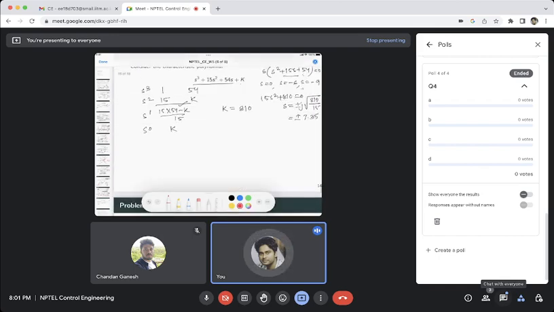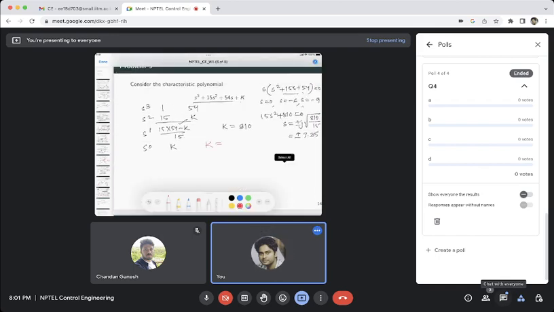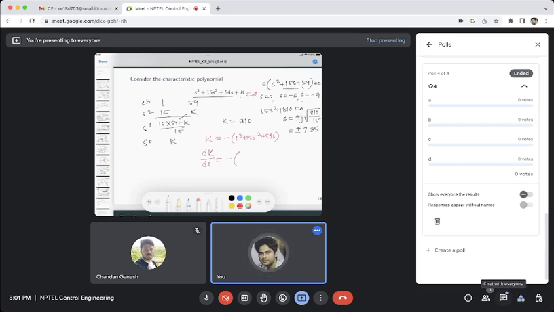So to find this, we take K equal to what? This equal to 0 means K equal to minus of s cube plus 15 s square plus 54 s. Okay, so dK by ds equal to what? Minus of 3 s square plus 30 s plus 54. Okay, so you equate this to 0. So from that I'll just solve it using calculator again. So 3, 30, 54.